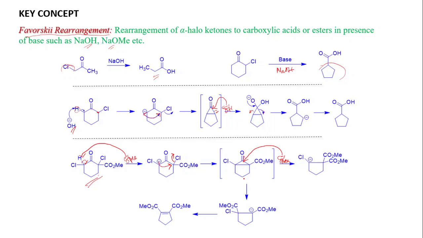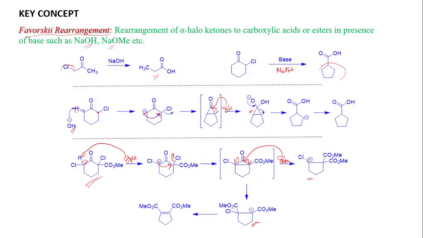But if we look at this system, this is not symmetrical anymore. So depending on which side the ring opening is taking place, we can get two different carbanionic intermediates. For example, if the ring opening is taking place on this side, we will get this carbanion. If ring opening is taking place on this side, we will get this carbanionic intermediate. Now we have to see which intermediate will be more stable, so the reaction will proceed through that intermediate.